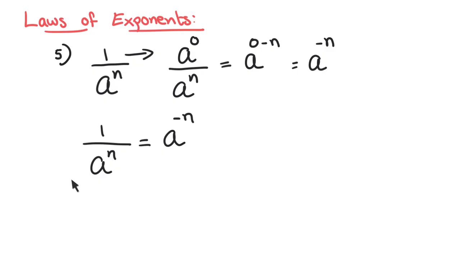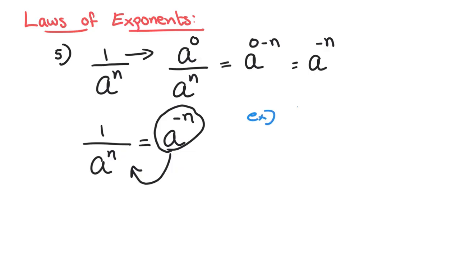So let's read this again. 1 over a to the power n. What is it? It is a to the power negative n. Okay. A to the power negative n. How can I make the power positive? Can I write it as 1 over a to the power n? Understand? Let's look at some examples over here.